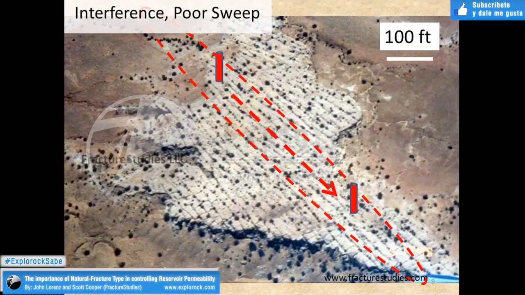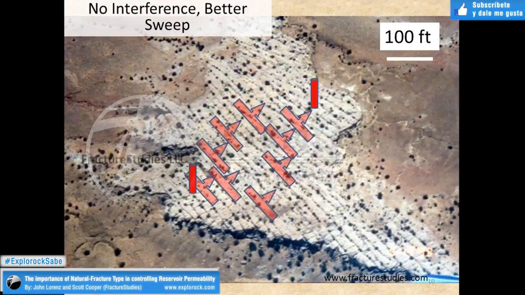But if we've gone back and done our homework by looking at cores and similar, we can determine what the orientation of these fractures may be in our reservoir, so we can turn around and set up the better type of well pattern, wherein it's across the strike of these fractures. So when we do that, we get very little interference during primary production, and we get a better sweep.